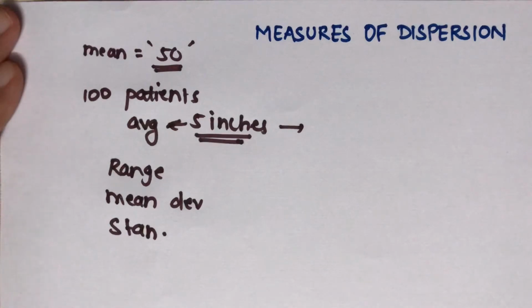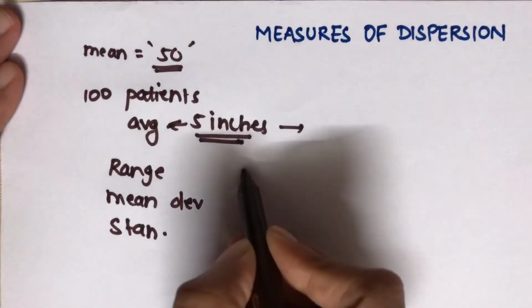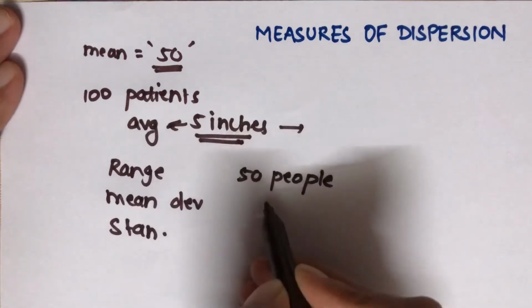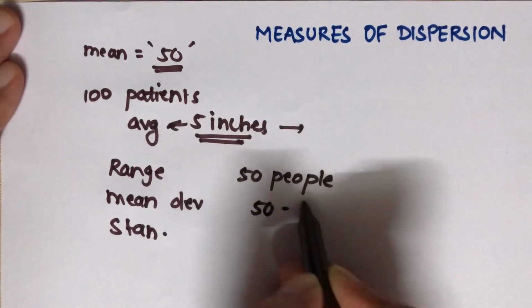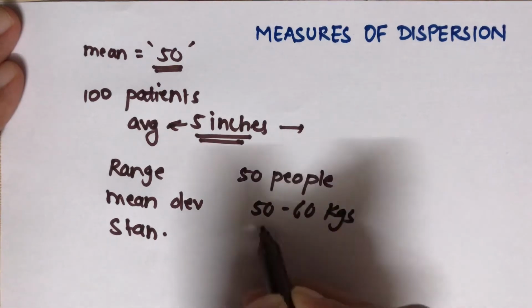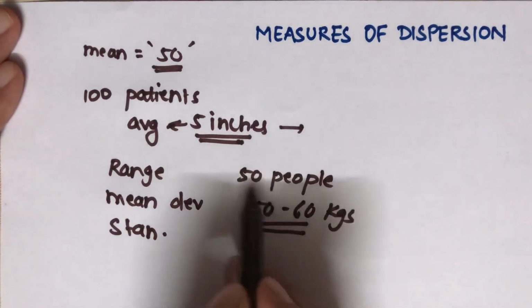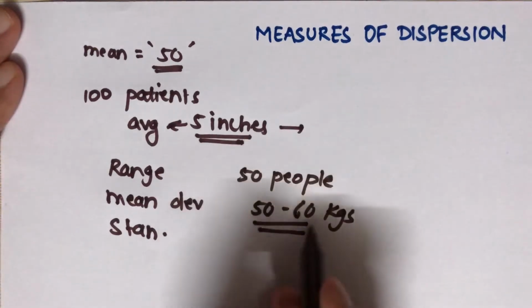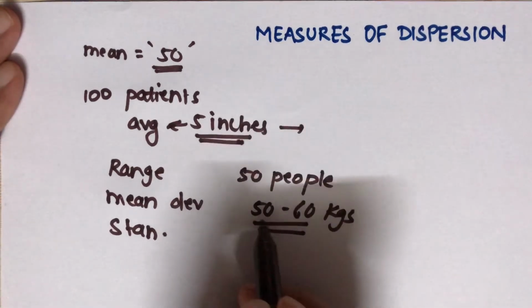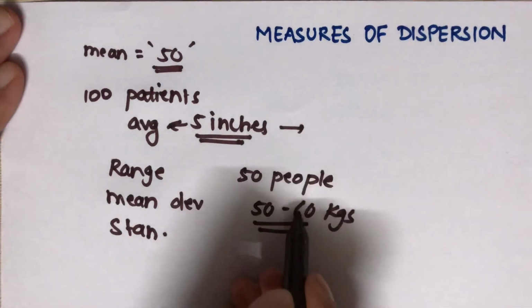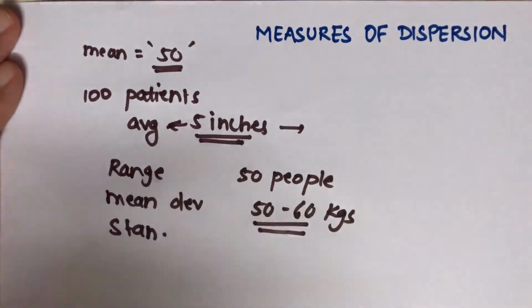Take the weight of a population. If there are 50 people in a study, in range you give a range like 50 to 60 kilograms. This is the range. These 50 people can be amongst this range: some can be 50 kgs, some 51 kgs, some 52 kgs. Like this, you get the range.